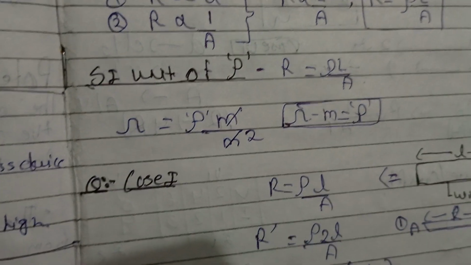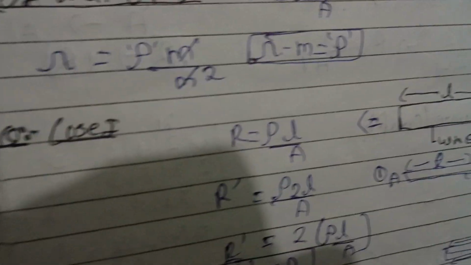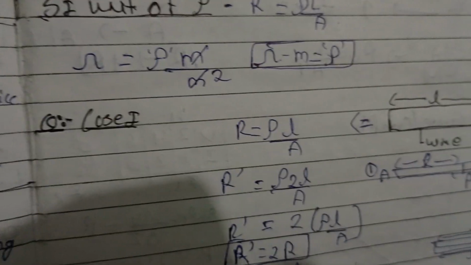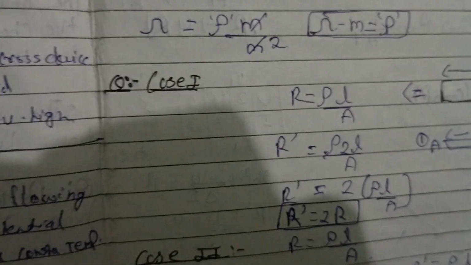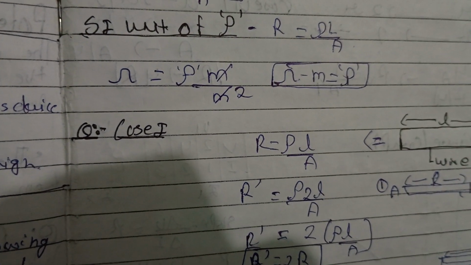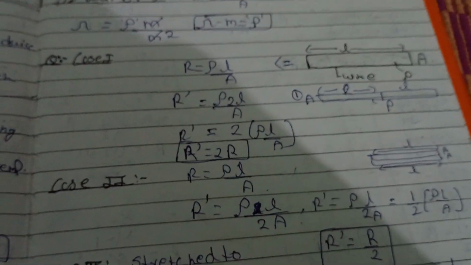So let's suppose all we have to do is read the SI units of their symbols. R is ohm, rho is rho, L is meter, and area is meter square. So meter cuts, so rho is ohm meter.